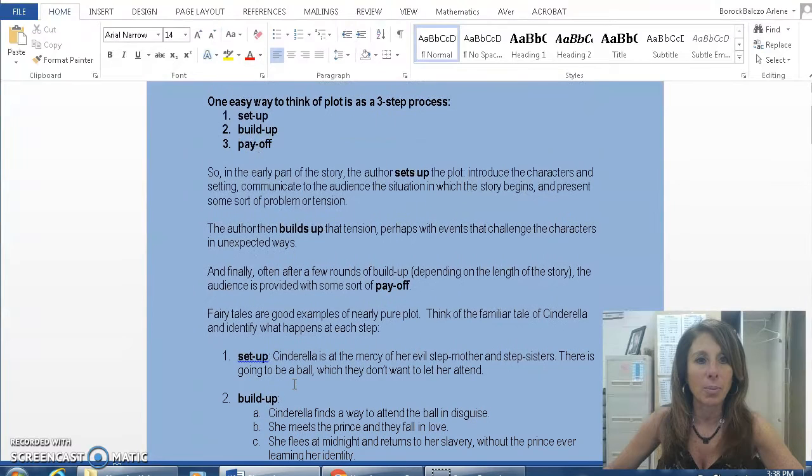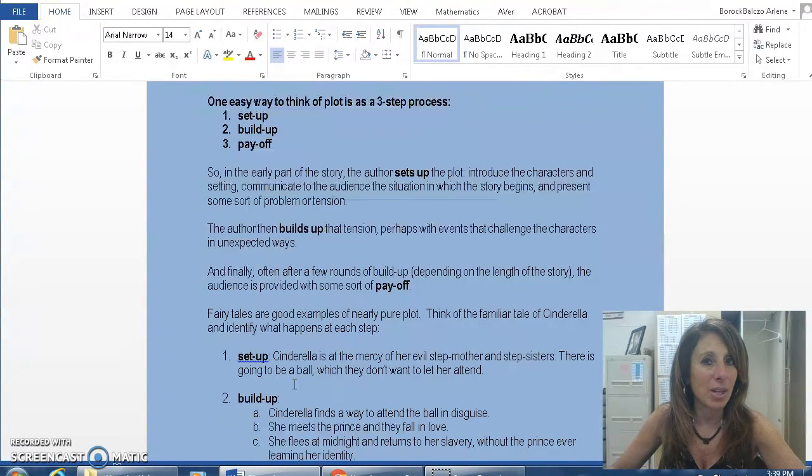So let's move this up a little bit. First of all, you have the setup. The story is set up. It's the author's way of telling you, here's the setting of the story, and it communicates to the audience the situation in which the story begins, and it presents some sort of a problem, an issue, tension, struggle. Because if you don't have conflict, you don't have a story. So that's part of the setup, introducing to us what the conflict is going to be in this story.